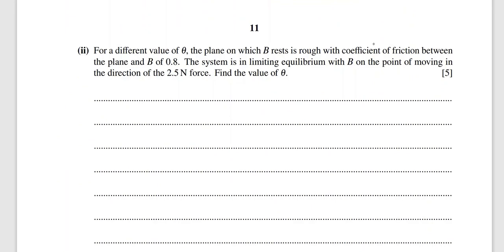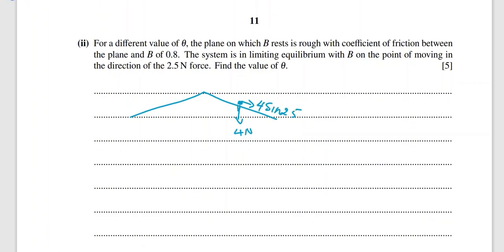Okay, next one. For a different value of theta, the plane on which B rests is rough, with a coefficient of friction between the plane and B as 0.8. Okay, so let's do this again. B is 0.4 kg, so 4 newtons. This is 4 sine 25, and theta is theta. They're asking us to find theta. The force in this direction will be 9 sine theta. Now we will have a resistance also, because there is a force of 2.5 newtons again, but there will be a force of friction. This one is still smooth, so no friction here, but here there will be friction.